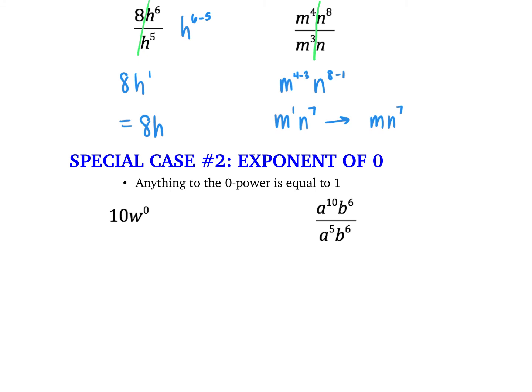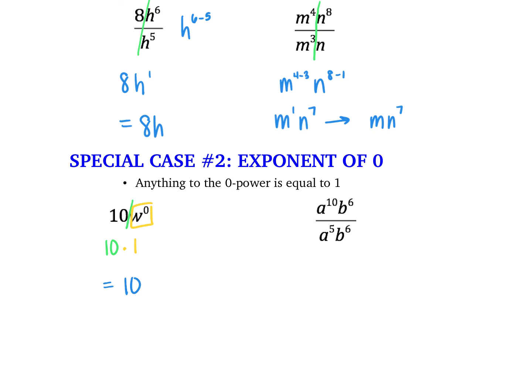Anything to the 0 power is equal to 1. So if we look at this first example, we have 10 times w to the 0 power. It's important to note that that 0 is only on the base of w, not actually impacting the 10 at all. So we have the 10, the coefficient, and then that w to the 0 is really the same as 1. So this problem is the same as 10 times 1, which is 10.